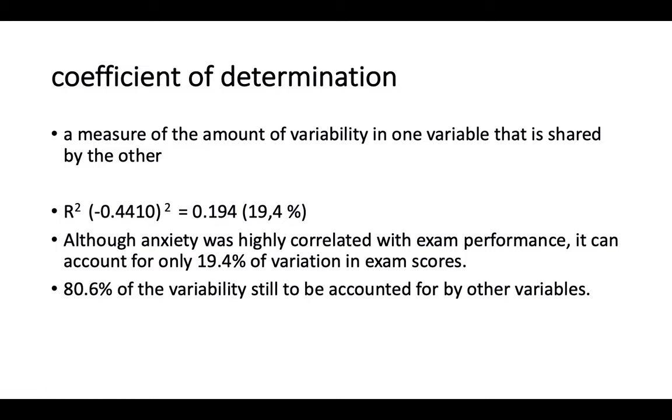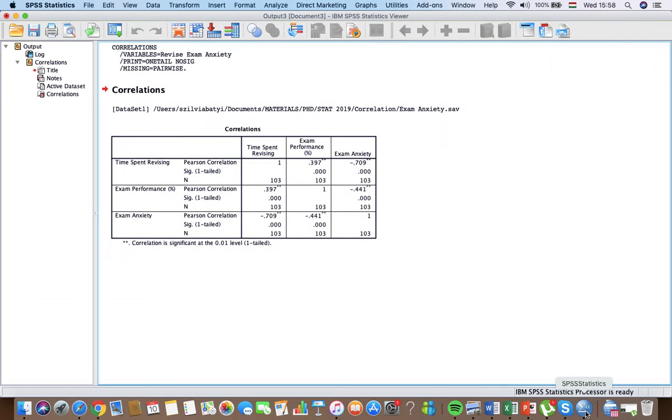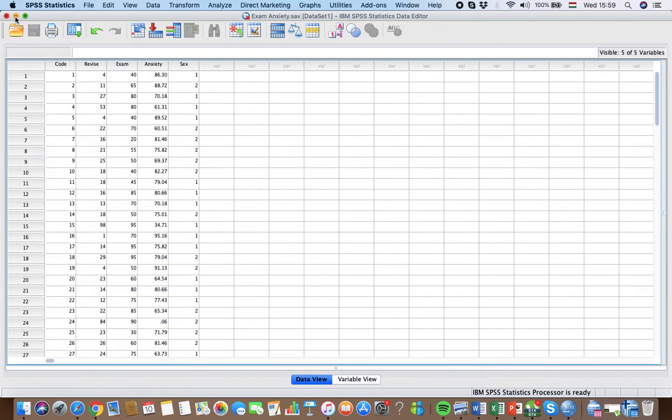Using the same method, squaring the correlation, you can calculate how much variability in exam performance is accounted for by the time spent revising. So you have to square this number and multiply it by 100, and you can also do the same with the time spent revising with exam anxiety. So you have to square this number and multiply it by 100. Okay, this is the Pearson correlation.